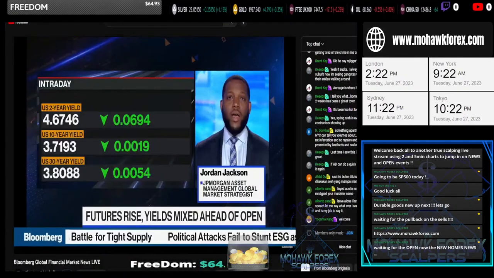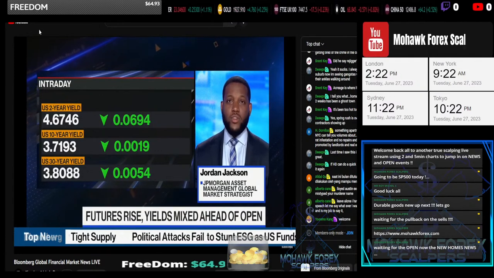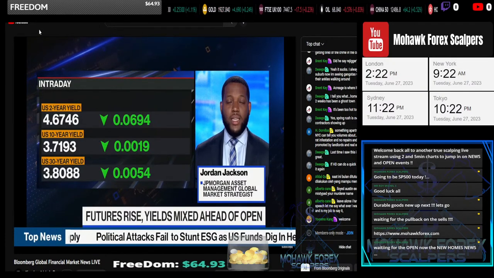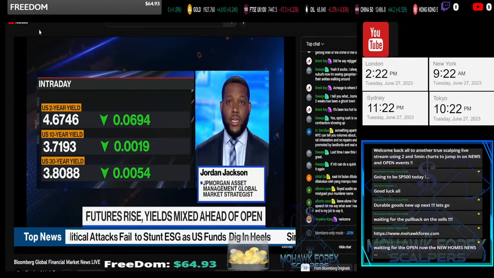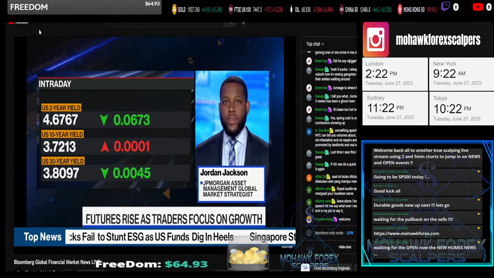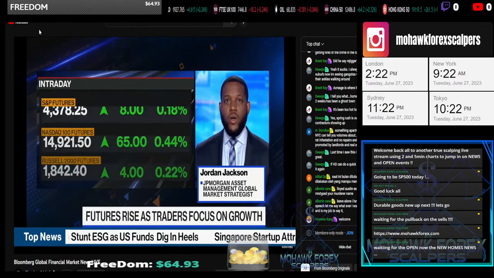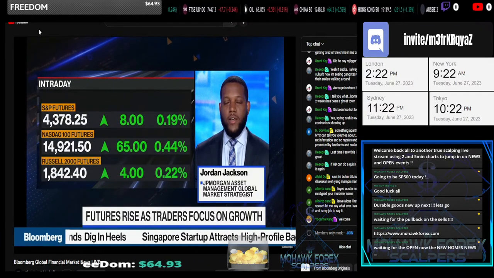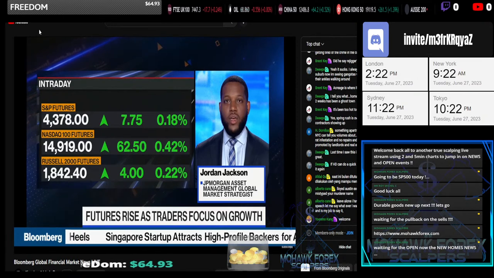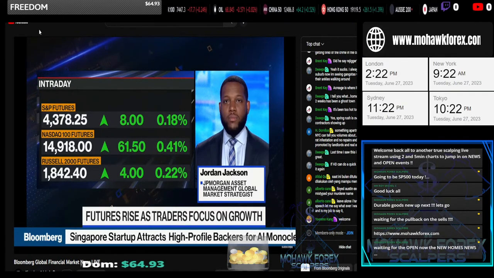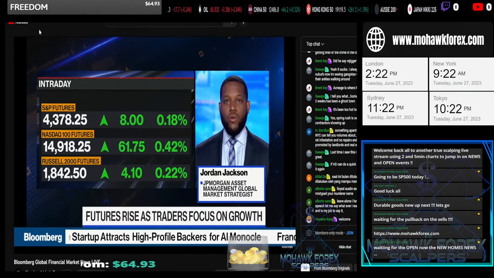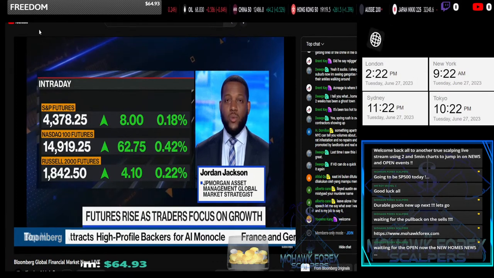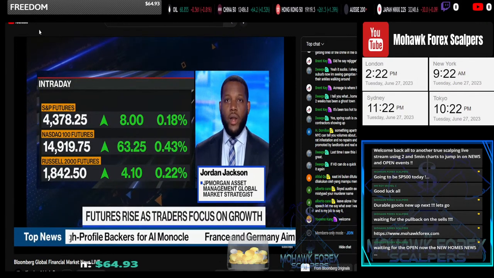Let's have a quick look at what's going on. Futures mixed here ahead of the open, so we'll get a bit of manipulation on the open, always love joining in on that. If everyone's looking to buy on the open, we'll be going the opposite way.